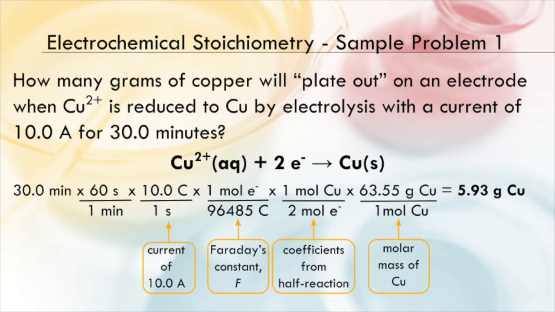Then we can use Faraday's constant to get coulombs into moles of electrons, so that we can use the half reaction's coefficients to convert moles of electrons into moles of copper. Then our old pal molar mass is going to take us home, converting the moles of copper into grams of copper. We see that after 30 minutes of 10 amps, we'll have almost 6 grams of new copper on our electrode.